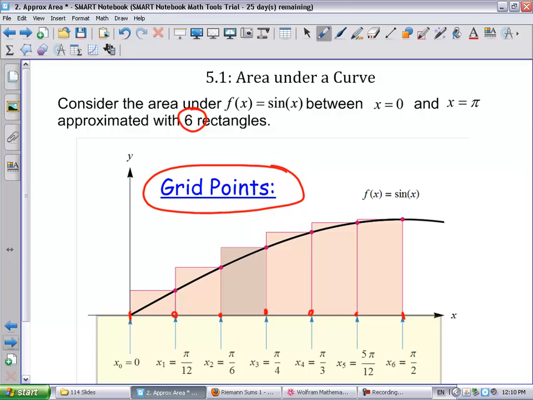All right. How do you find them? Well, if you know how wide one of these rectangles is, then you start at a, you start at 0, and you move over the width of one rectangle. That tells you the first grid point. Then you move over the width of another rectangle. So if you add 2 delta x's, 2 widths, you're going to get the second grid point. If you add 3, you're going to get the third grid point.